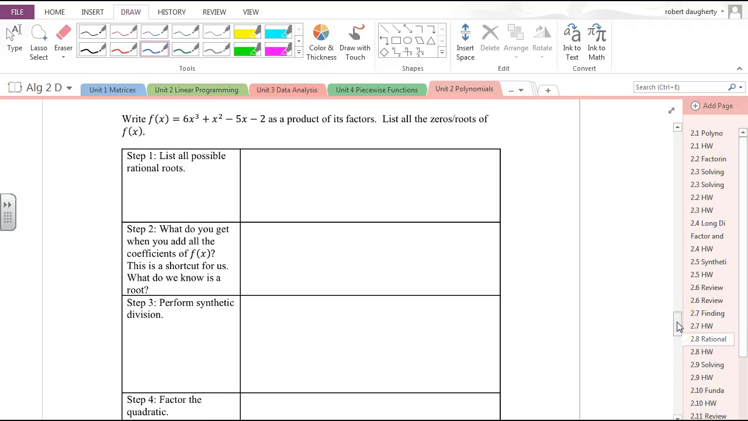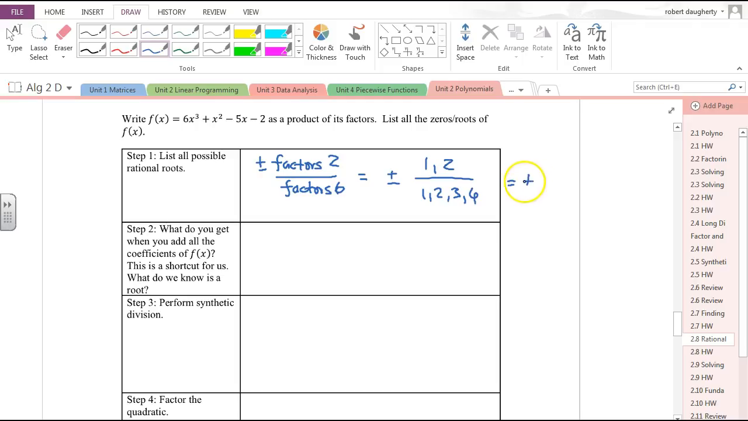So let's look at the next one here. Possible rational roots. It's going to be plus or minus the factors of what number? Yeah, the factors of 2 divided by the factors of what? Of 6. So this is going to be plus or minus factors of 2. You've got to like that number. It's just 1 and 2. Factors of 6 are what? Yeah, 1, 2, 3, and 6.